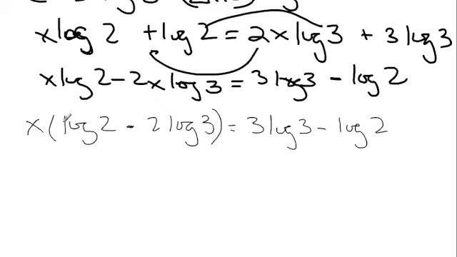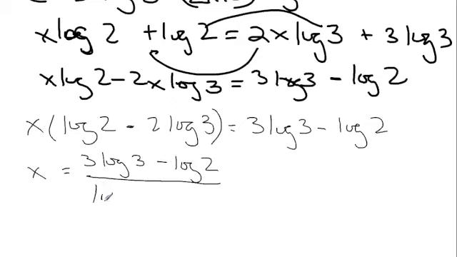And then this is like a coefficient situation here, so I'm just going to divide both sides. And that's going to leave me with x on one side. So I'm going to get (3 log 3 minus log 2) over (log 2 minus 2 log 3). This is our answer. Now, the old exams used to take this form. And if it still takes it that way, then you're lucky.